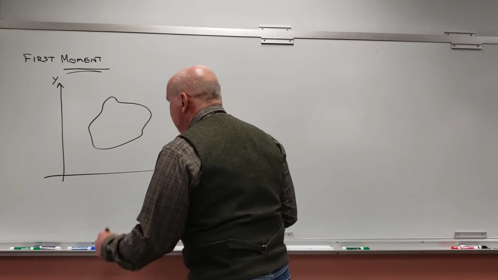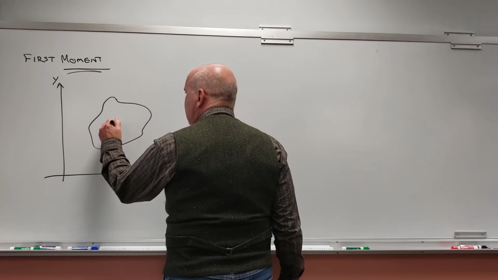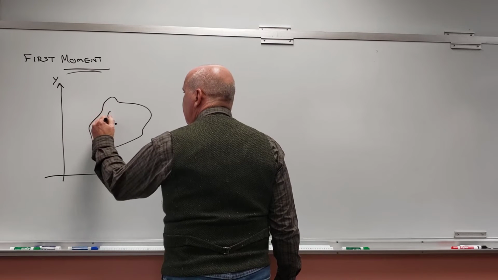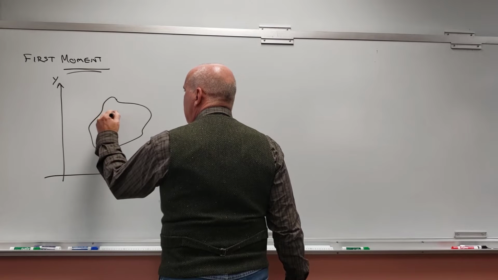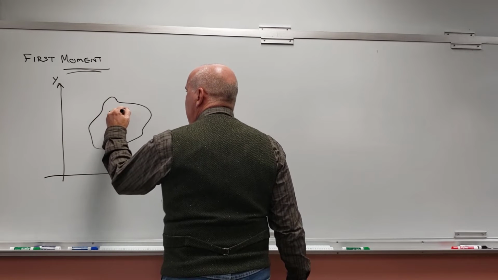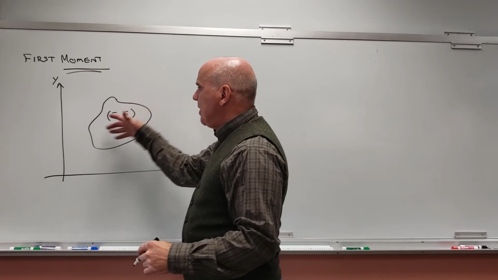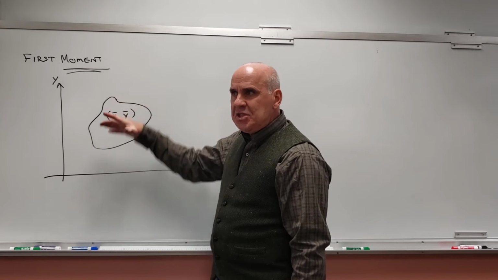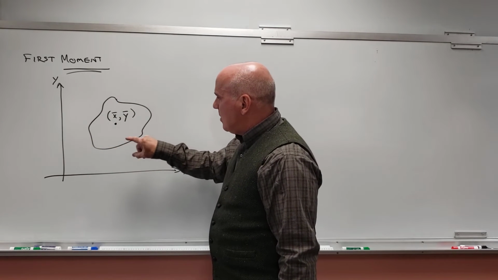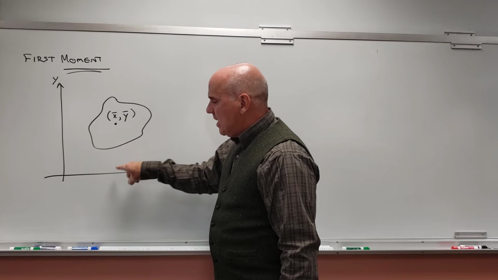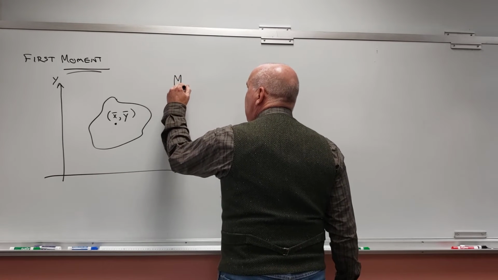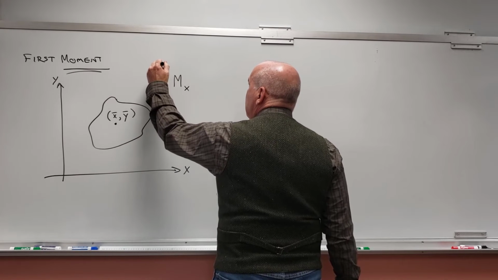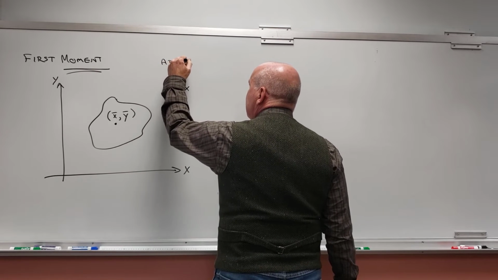Well, the idea here is that this object's got a centroid right there. I don't know whether that's exactly where it is, but that's where I'll designate it. It's going to have a coordinate of x bar and y bar. That's the centroid of this black shape. And what I want to know is the moment about the x-axis, so this is the first moment about the x-axis.